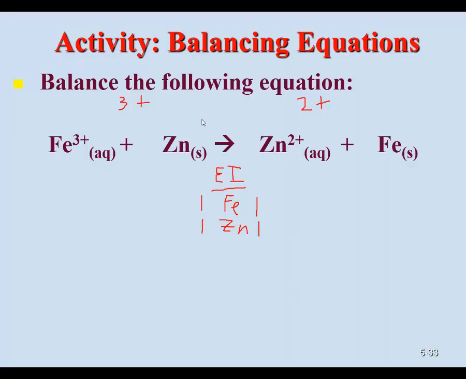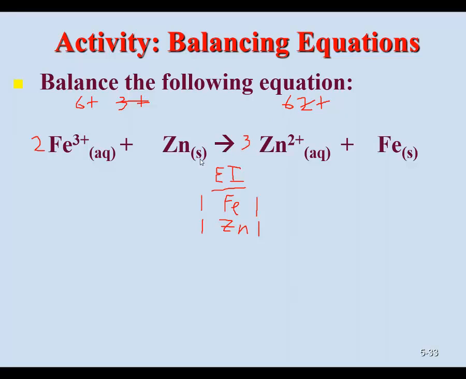In order to balance these two, I'm going to have to multiply to keep my charges identical. Since it's an odd number for the iron, I'm going to have to multiply by 2 there. Now that will give me a total of a 6 plus for charge. To get a 6 plus on the other side, I'm going to have to multiply my zinc cation by 3. Okay, that'll give me a 6 plus for charge on this side.